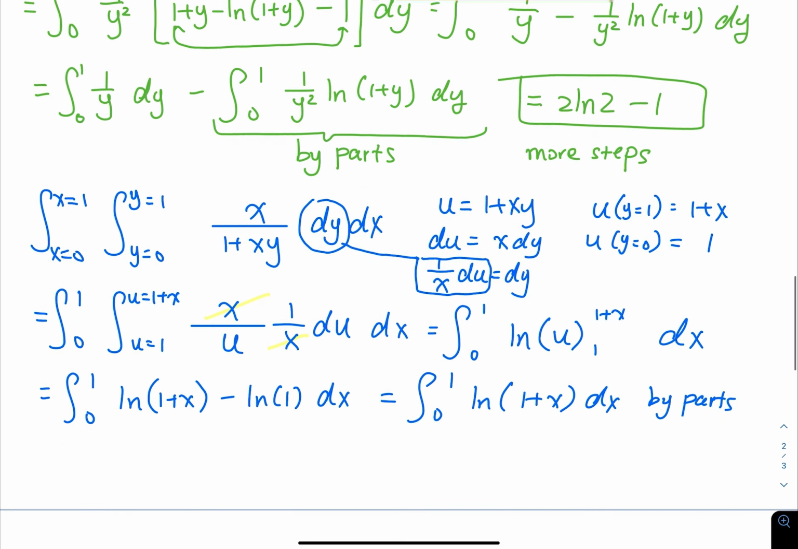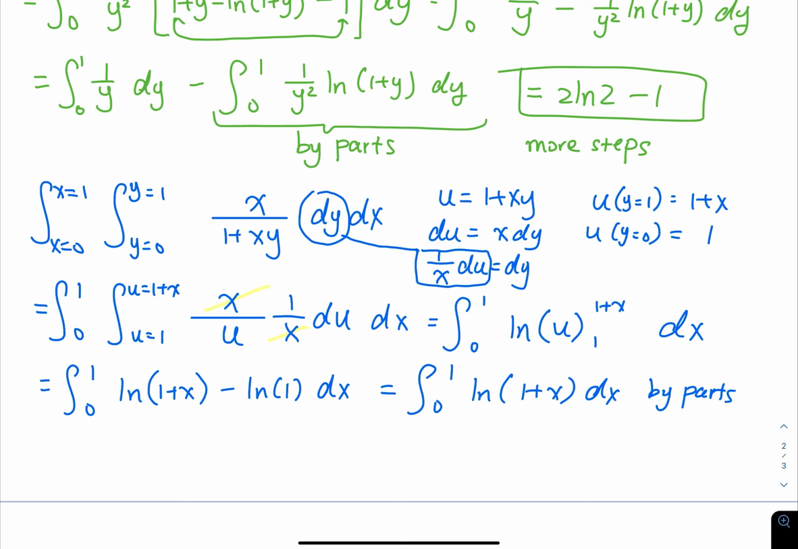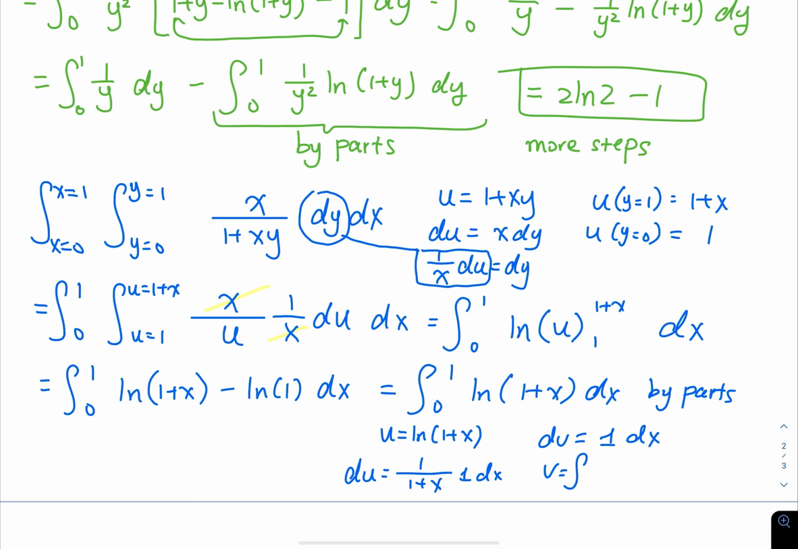For integration by parts, you always need to let u equal the ln and take the derivative of that, because we assume that we do not know the integral of ln. So du is equal to 1 over 1 + x, since the derivative of the inside, 1 + x, is 1, dx. And then dv is the rest, which is 1 times dx, and v is the integral of that, which is equal to x.